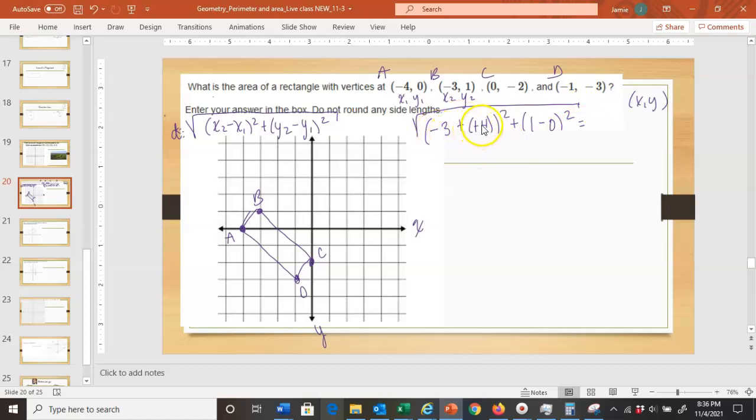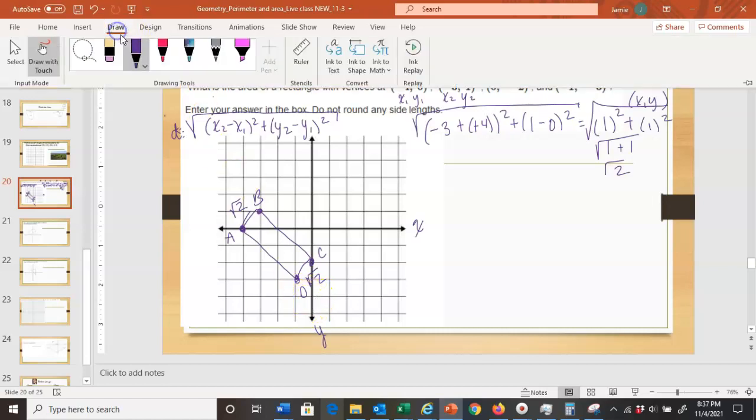So we have -3 plus 4. That's 1, plus 1. 1 squared is 1. So we have the square root of 2. Now it's best practice, and it does tell you here, do not round any sides, to not round until the very end because we don't want to lose any of those decimal values. Now if AB is root 2, then we also know that CD is root 2 because it's a rectangle, and opposite sides are congruent. So we only have to do the distance formula one more time.